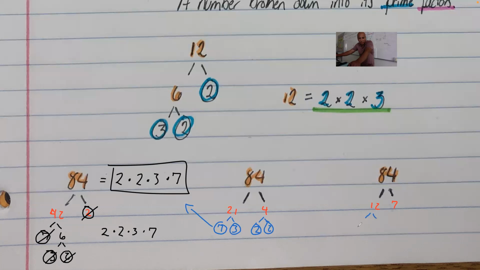Over here, 12 is the same thing as 6 times 2. 2 is prime. 6 is 3 times 2, both of which are prime. And again, notice how I get the same 4 numbers, ladies and gentlemen, no matter how I split it. That is a prime factorization, and we're going to be using that moving forward.